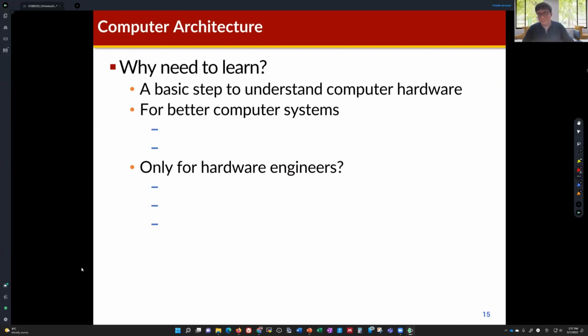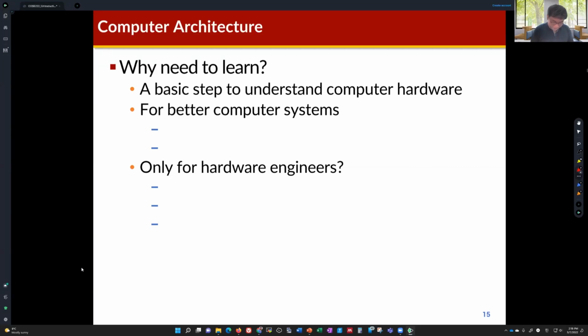So, computer architecture. Why do you need to learn it? Why did you select to take this course? Because this is a mandatory course of the computer engineering department. I think that's the main reason for many students. But why do we need this computer architecture course, and why is it a mandatory course in computer engineering?